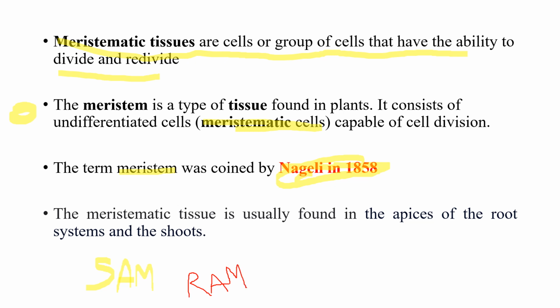So remember these points. Meristematic tissues have the ability to divide and redivide. These are undifferentiated cells and capable of cell division. The term meristem was first coined by Nageli in 1858. Meristematic tissue is usually found in SAM and RAM, that means shoot apical meristem and root apical meristem.